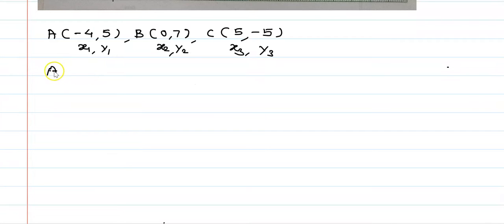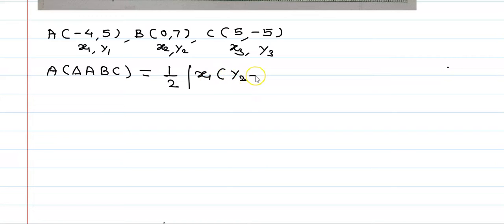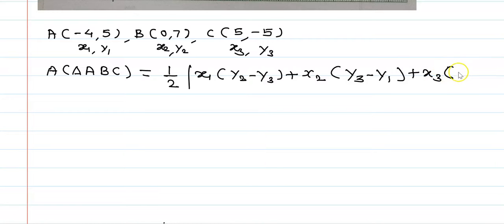Now the area of triangle ABC equals 1/2 in mod of x1 in bracket y2 minus y3, plus x2 in bracket y3 minus y1, plus x3 in bracket y1 minus y2. Okay, this mod is completed.